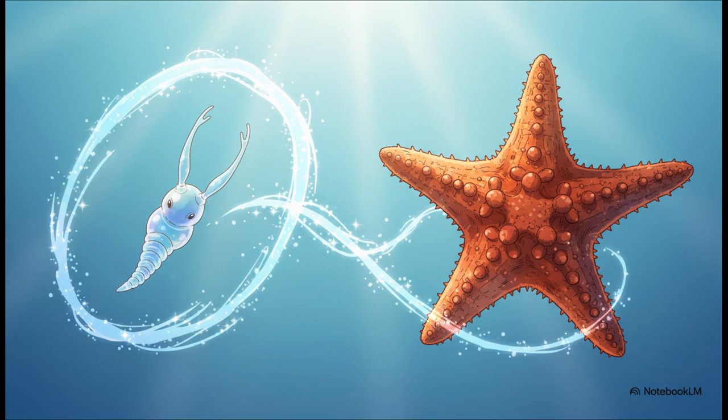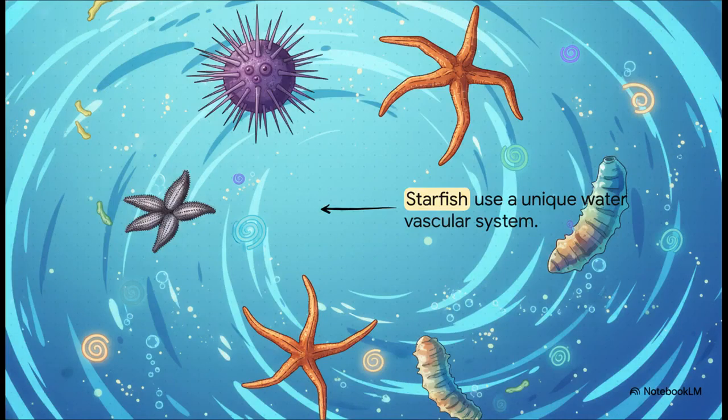Plus, they have this bizarre life cycle where they start out as bilaterally symmetrical larvae and transform into radially symmetrical adults. Just look at this classic starfish. It's the perfect visual summary of that radial symmetry and spiny-bodied adaptation. It represents a truly fascinating evolutionary path, utilizing that bizarre water vascular system to slowly creep across the ocean floor.